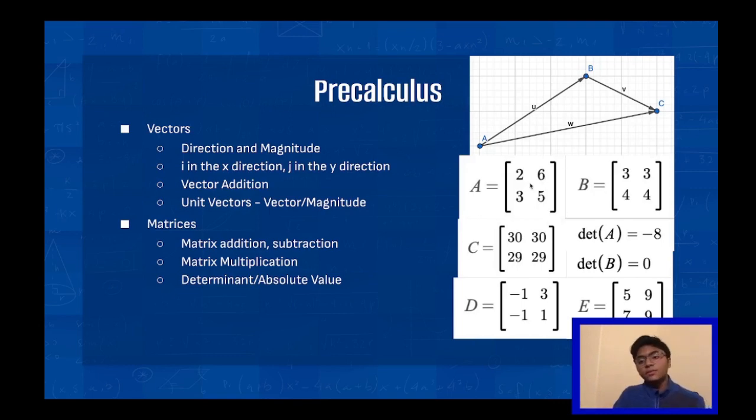So for A, 2 times 5 is 10, 6 times 3 is 18, 10 minus 18 is negative 8, so the determinant of A is going to be negative 8. If I do the same thing for B, 3 times 4 is 12, minus 3 times 4 is 12, 12 minus 12 is 0.